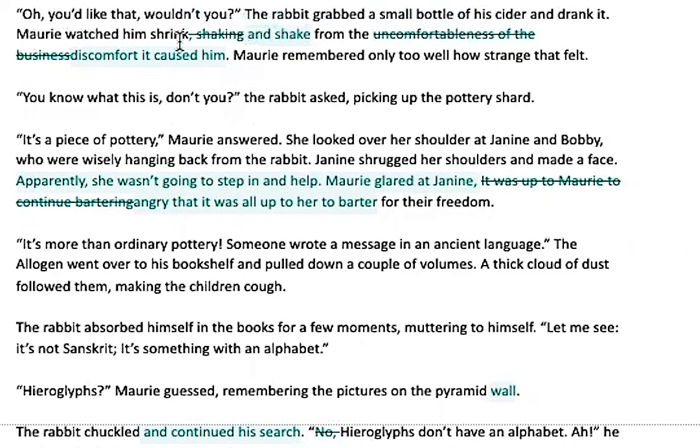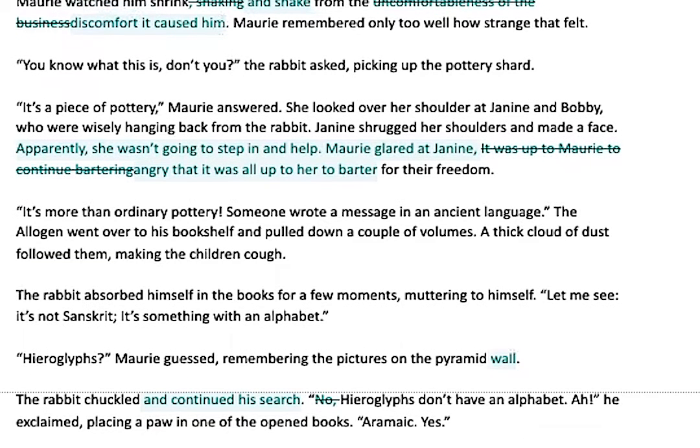And this sentence was all just convoluted. It was technically grammatically correct, but I just felt like it was confusing. And I had shaking from the uncomfortableness of the business, but it wasn't clear who was shaking. I have a writers group, and someone in the writers group pointed that out to me. So I'm very thankful for that. So I just changed it to "Mari watched him shrink and shake from the discomfort it caused him." So that's a little more clear that he is shrinking and shaking.